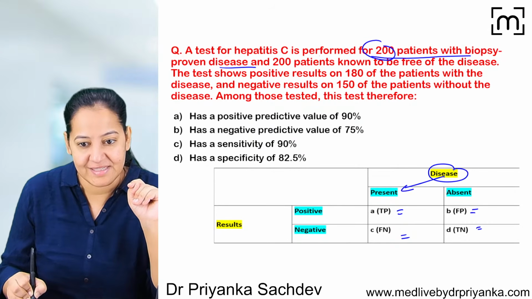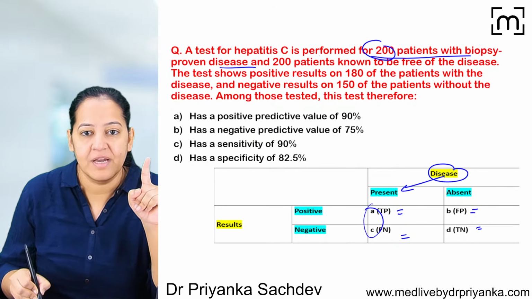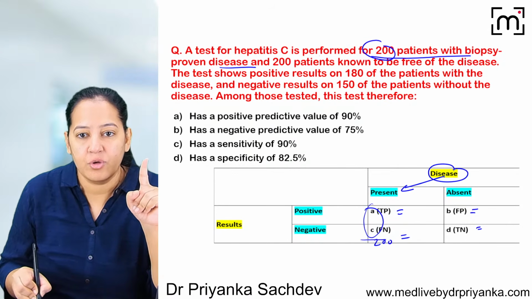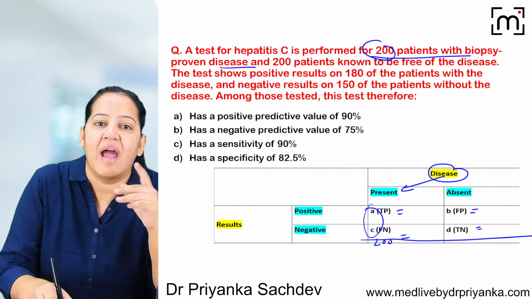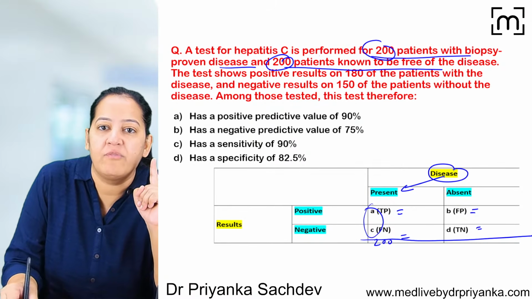How many people have the disease? The disease is A plus C. So they are saying A plus C is 200. Total 200 people are there in which disease is present. The biopsy proven disease is there. And 200 are the patients which are known free of disease.